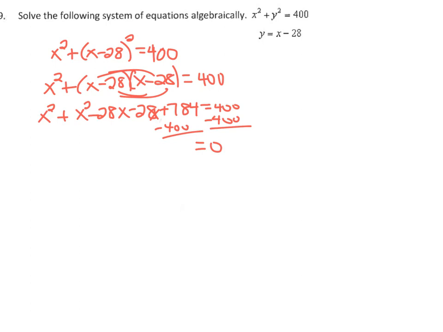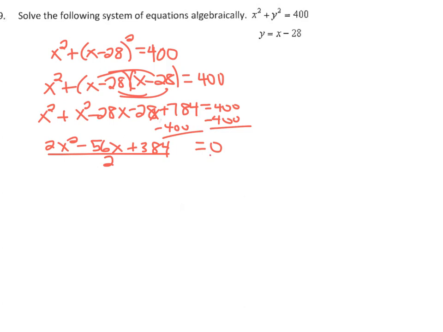So x squared plus x squared is 2x squared. And then negative 28x and negative 28x would be negative 56x. And then I'm just combining the numbers here. 784 minus 400 is positive 384. All right, and this is awesome because, that's supposed to be a 4. Since these are all even numbers, we can just divide by 2.